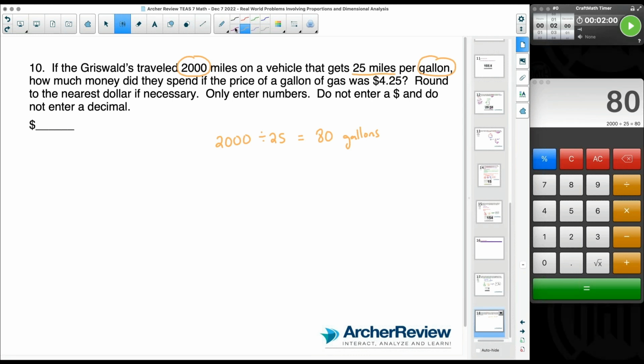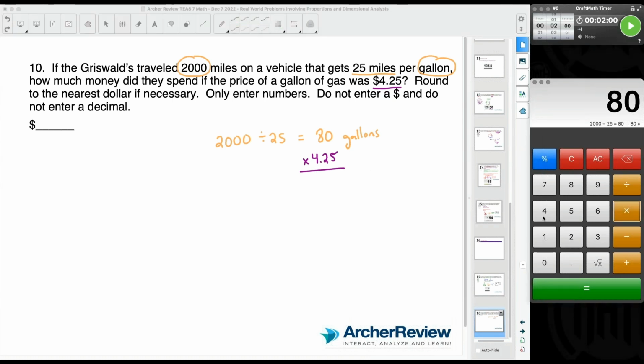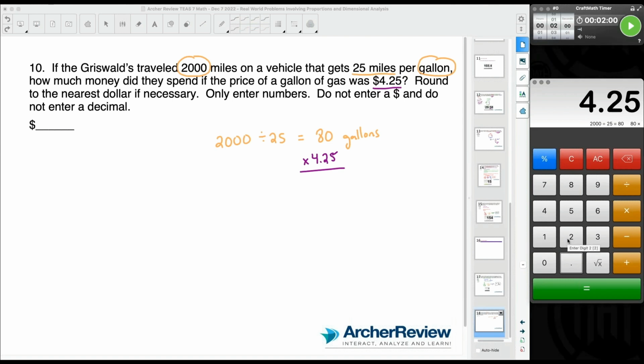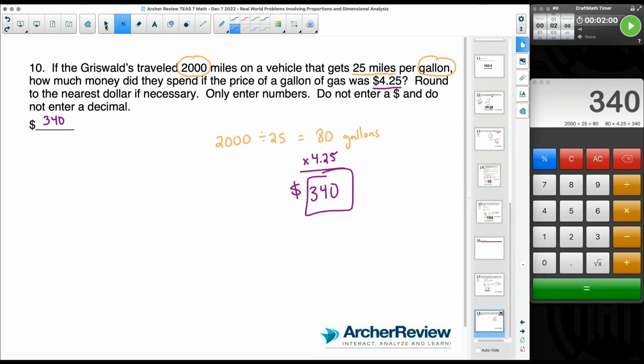And since the gas cost $4.25, all we really have to do here, if you can follow along with that first step, is we just multiply 80 times $4.25 per gallon. $4.25 per gallon times 80 gallons. There's our answer. There's no need to round. We get 340 bucks.